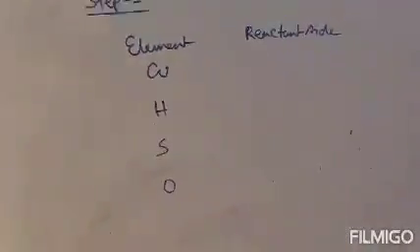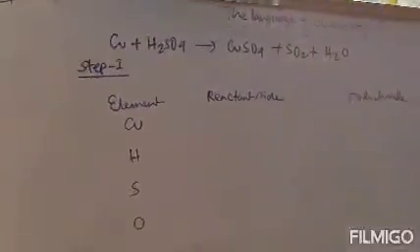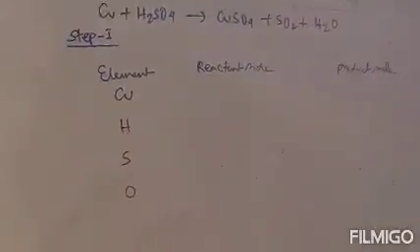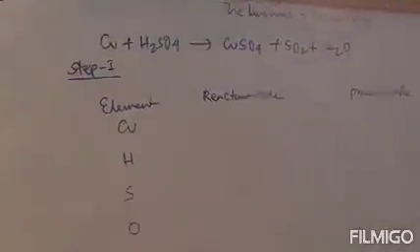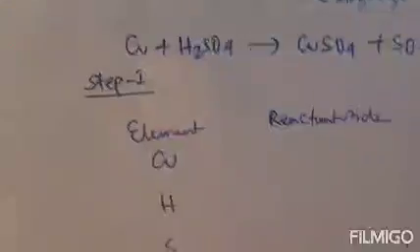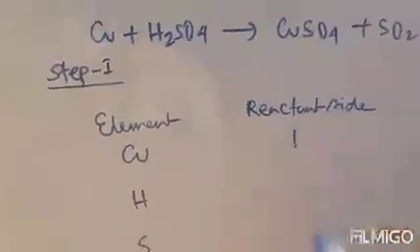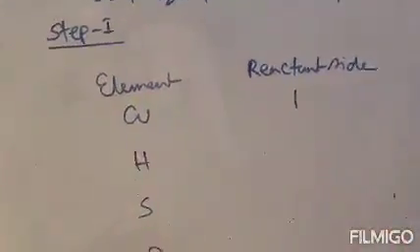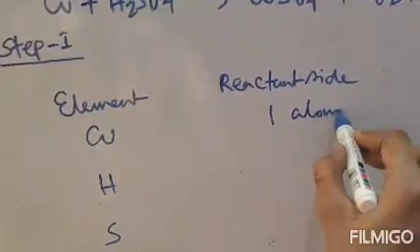See, in the given reaction there are a total of 4 elements: one is copper, one is hydrogen, another one is sulfur, and another one is oxygen. These 4 elements are involved in this reaction. So count the number of atoms first from the reactant side. In the reactant side there is only 1 copper, so write 1. Or you can write 1 atom.